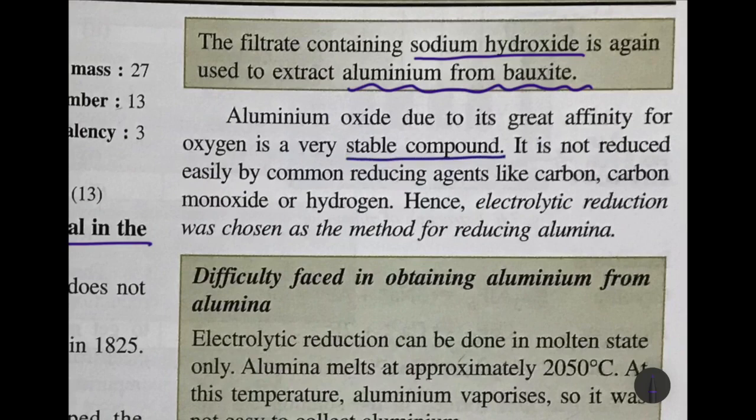Now aluminium oxide, due to its great affinity for oxygen, is a very stable compound. Okay, so it cannot be easily reduced by common reducing agents like carbon monoxide or hydrogen. So again, electrolytic reduction was chosen as the method for reducing aluminium, but they faced a lot of difficulty to obtain aluminium from alumina by electrolytic reduction.